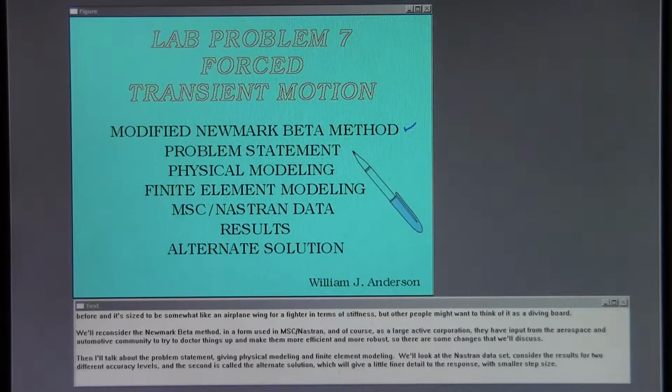Then I'll talk about the problem statement, giving physical modeling and finite element modeling. We'll look at the Nastran data set, and consider the results for two different accuracy levels. The second is called the alternate solution, which will give a little finer detail to the response with smaller step size.